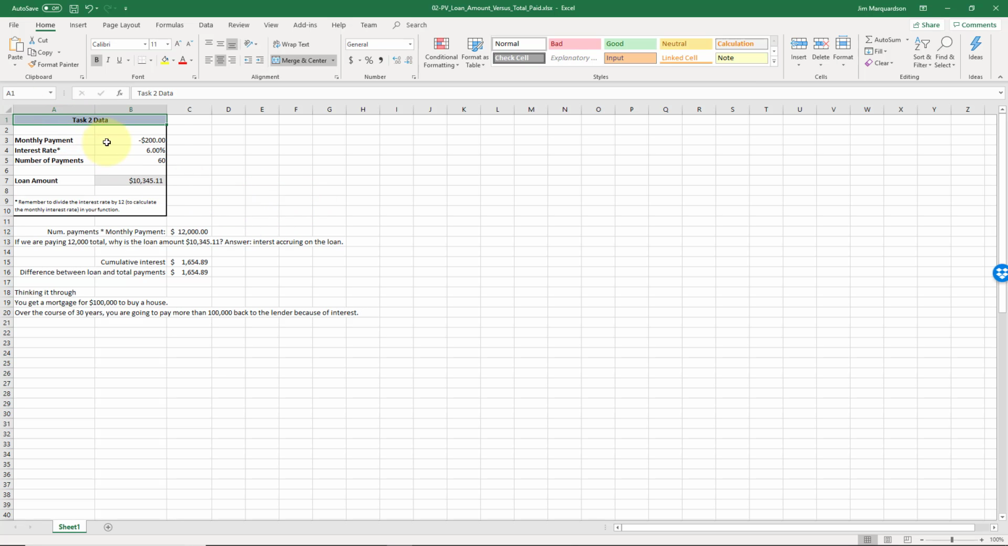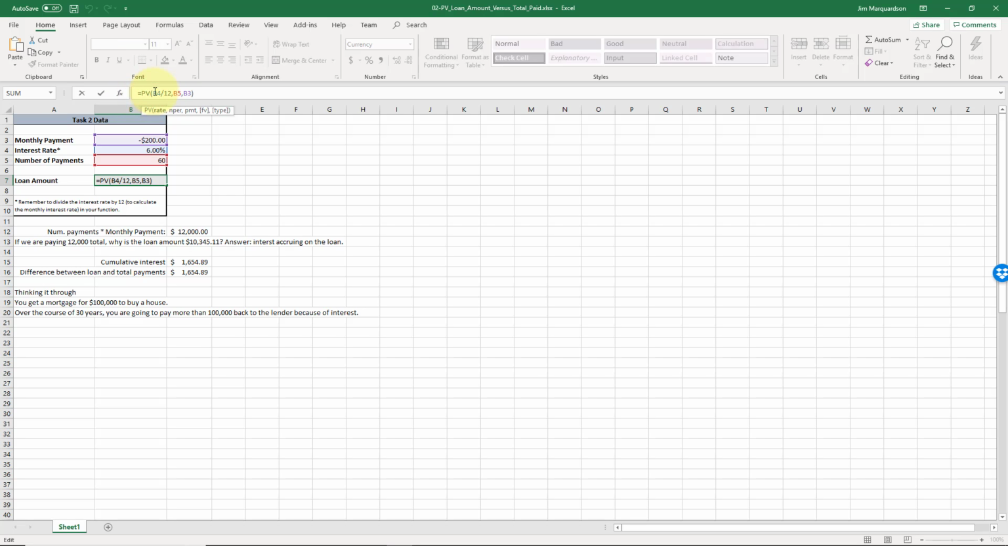We've got a monthly payment of $200. You're paying 6% interest, and you're making 60 payments. So if you look at this loan amount, we're using the present value function, and we're supplying all of the parameters correctly here. Just take my word for it. This is calculating the present value.